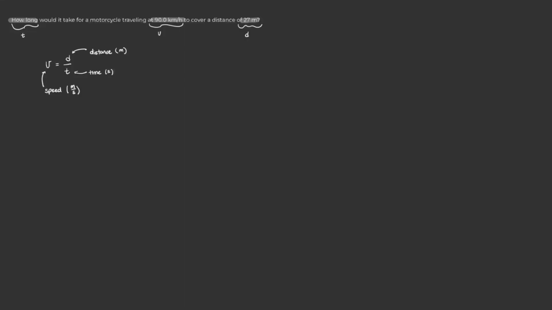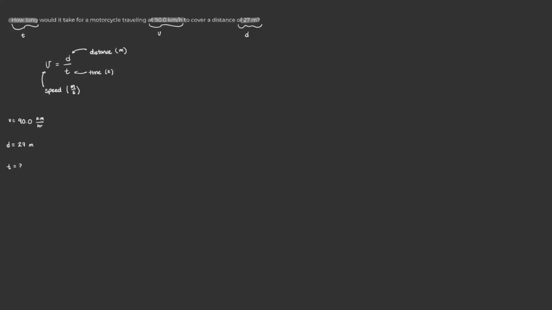All right, so let's write down our givens. They provide us with speed, which is 90.0 kilometers an hour. They provide us with a distance of 27 meters, and we are looking for a time.